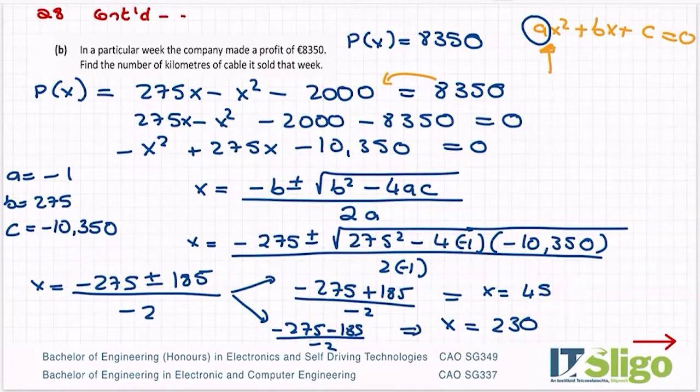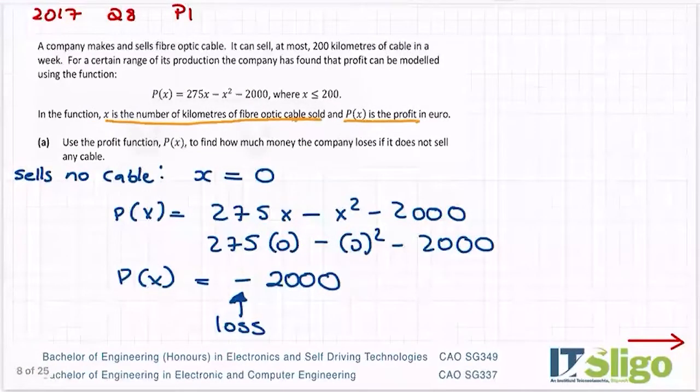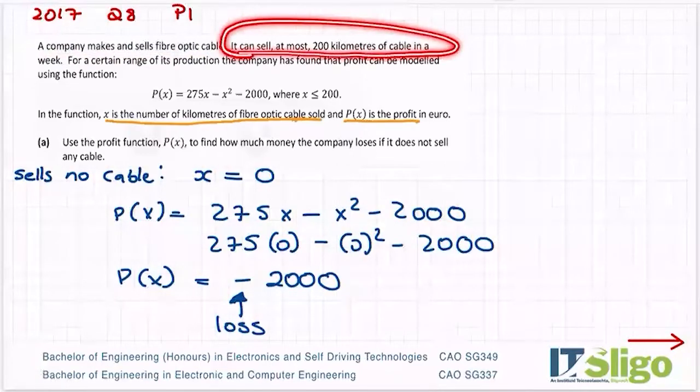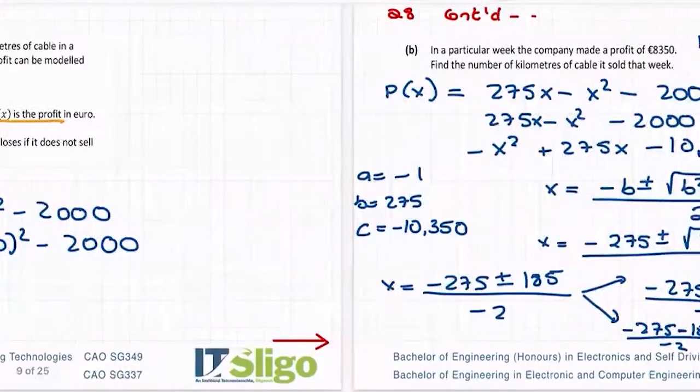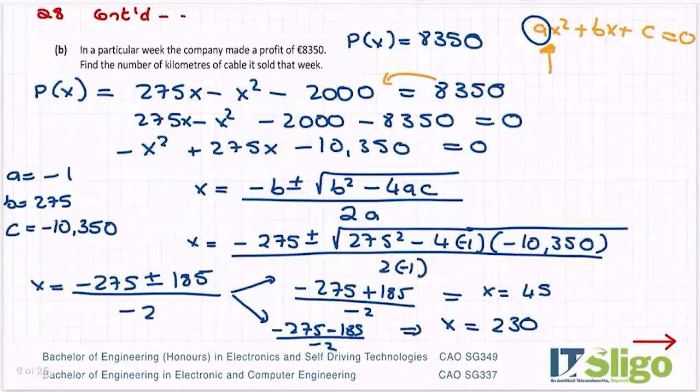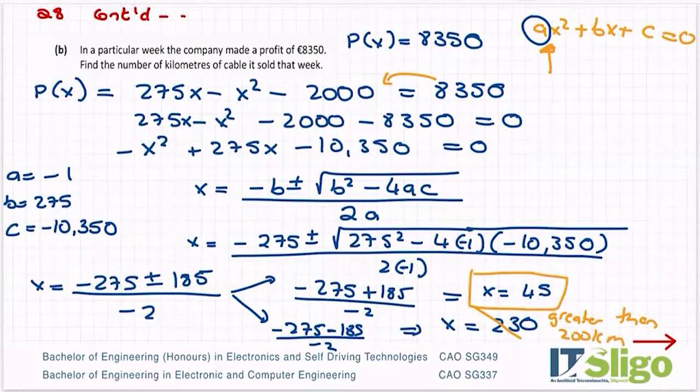And in many questions, you get one a plus and one a minus. And if you think about it, the minus one doesn't make sense. These are two plus ones. So let me go back and read the question again. So a company makes and sells fiber optic cable. It can sell at most 200 kilometers of cable in a week. Okay, so let's discard this one because it's greater than 200 kilometers. Okay, so my answer is x is equal to 45 kilometers.